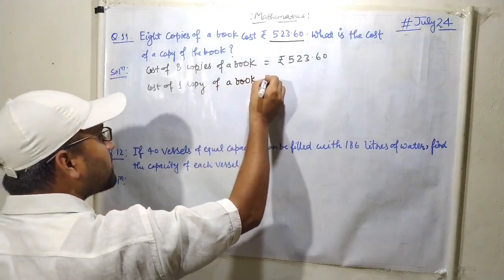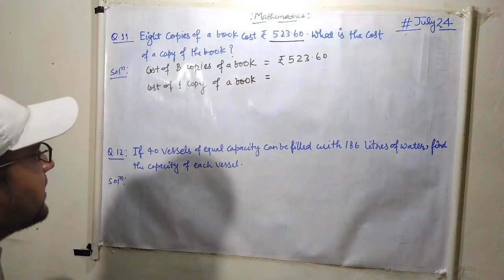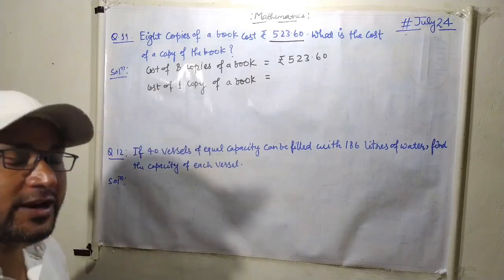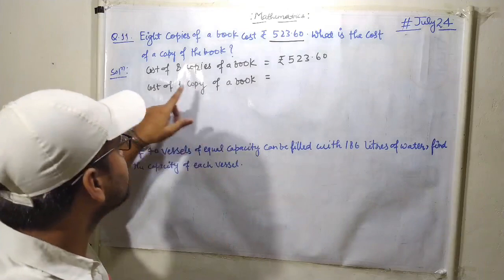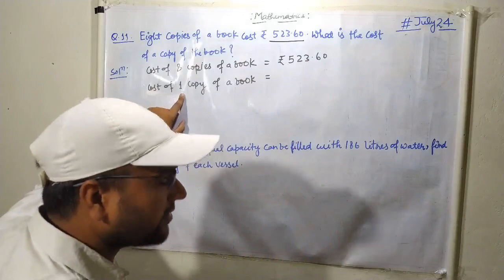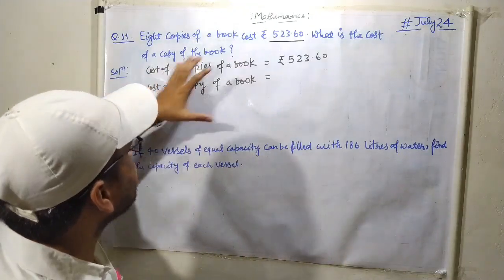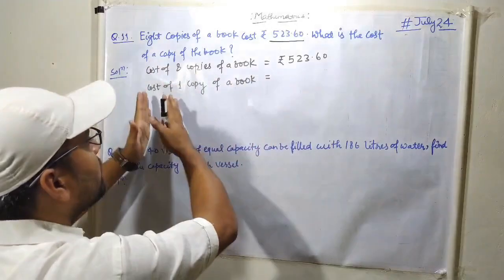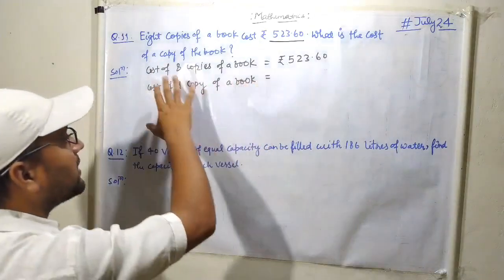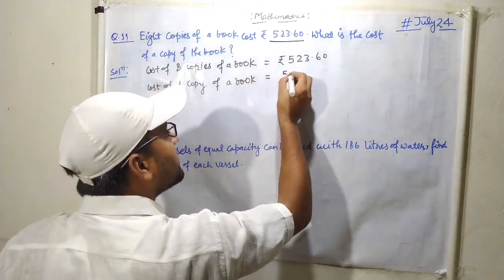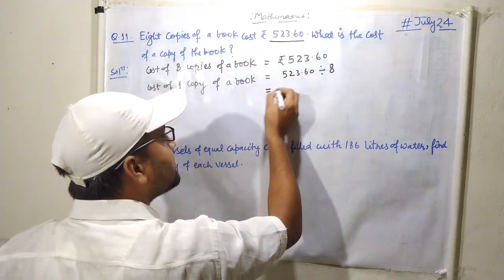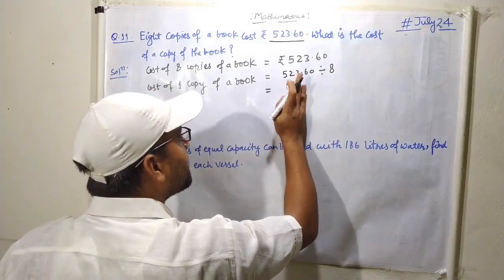So students, always remember that if you are finding more rupees, then you will always multiply, and if you are getting less, then you always divide. Here, one copy means your amount is getting less, so you will do division. And if you are asked the cost of 10 copies, where 8 copies' cost is this one, you are getting more, so you always multiply. So here 523.60 is divided by the number of copies. Write it in the form of a fraction, or you will simply divide.